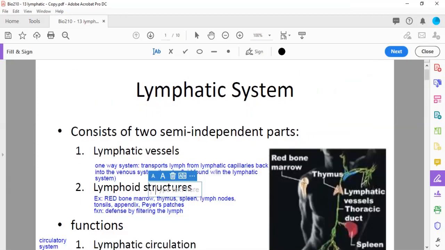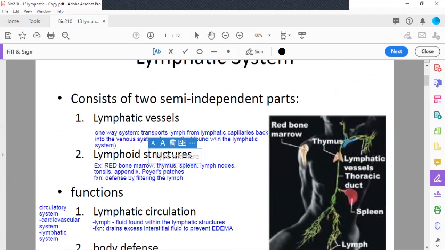Why does it do this? I don't know why it does this, which is not a good thing. So let's go to the next page.